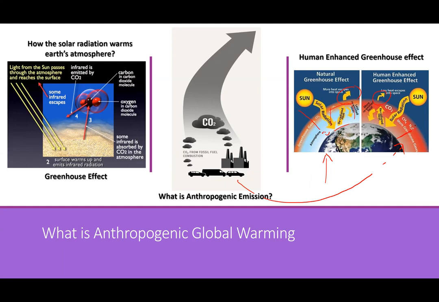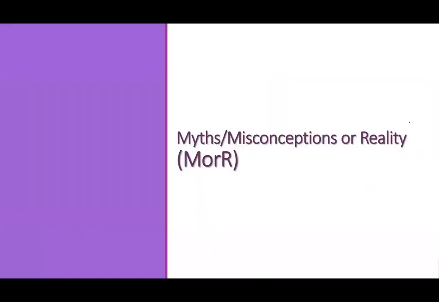So the solution is simple. We need to emit less, and we need to sequester some of that CO2 back in our vegetation, or develop a high tech device that sequesters the greenhouse gas out of the atmosphere. Now, I'll talk about some myths and misconceptions and some reality, and how those perceptions impact how we think about wood products, or non-wood products in that case.